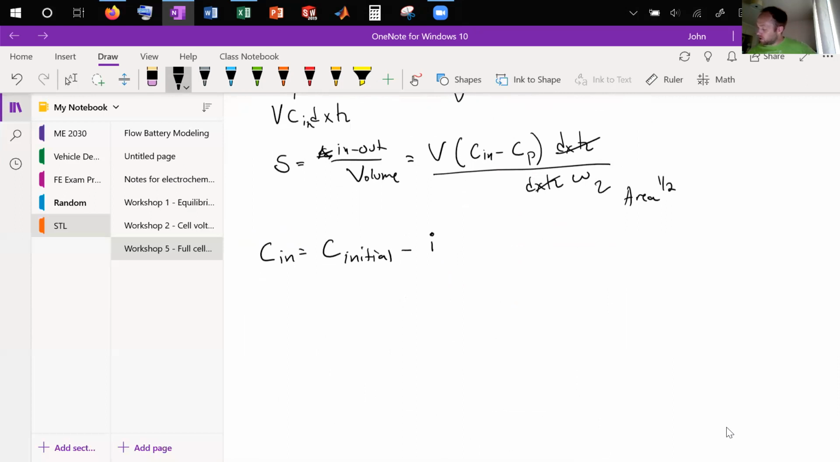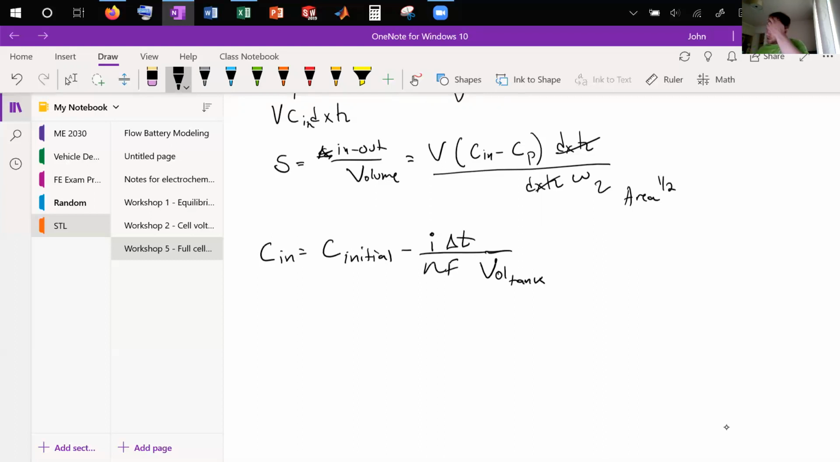So this current, that's coulombs per second, and then we're going to have times change in time, and then you're going to have times nF, but n is 1 in this system, and F is Faraday's constant, which is coulombs per mole, right? And so this is going to be I times t over volume. This is the volume of your tank, so V, volume of your tank.